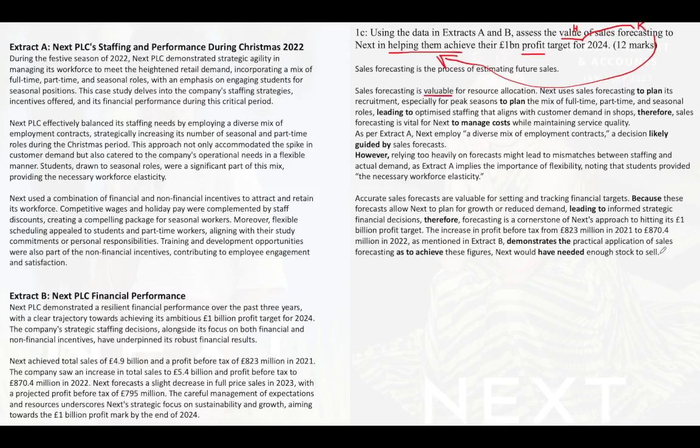Sales forecasting is very, very important. However, forecasts are not foolproof. Extract B shows that despite robust forecasting, Next still forecasts a slight decrease in full price sales in 2023, reflecting the uncertainties of forecasting. Again, this bit here is an interpretation of the data. It gives us another chain of argument.